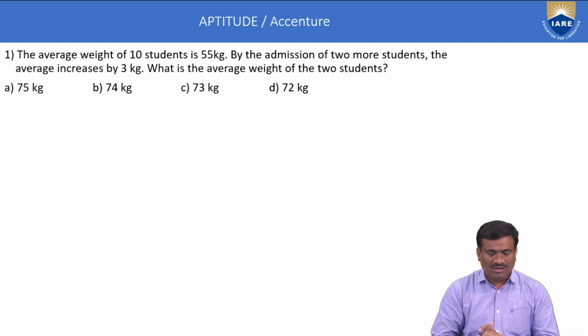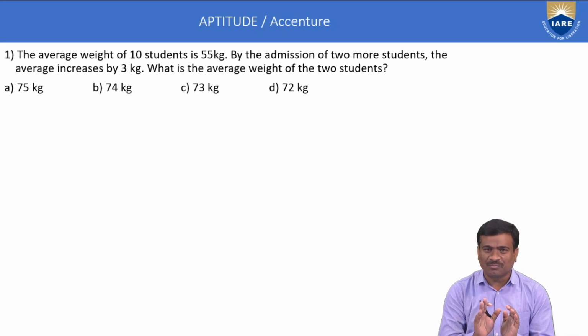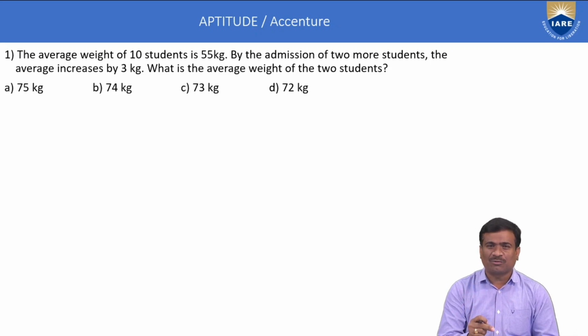Next, paper 3, first question in Accenture test pattern. First question, using average concept, using only a single method, that is, average is equal to sum of n observations divided by n number of observations. This complete topic depends on only one principle, that is A is equal to S by N.